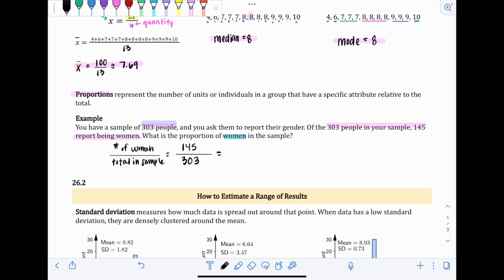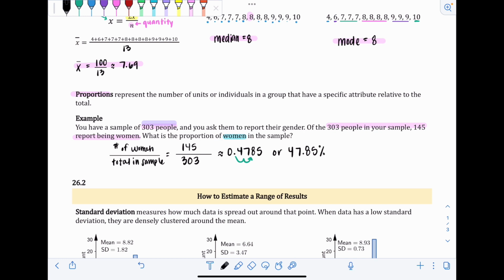And then we're just going to convert that to decimal and percent form as well. So if we do 145 divided by 303 to convert it to a decimal, it ends up being approximately 0.4785. So that's the proportion of women in the survey. And then if we want to convert that decimal to a percentage, you can take the decimal place and move it twice to the right. So that would end up being 47.85%.